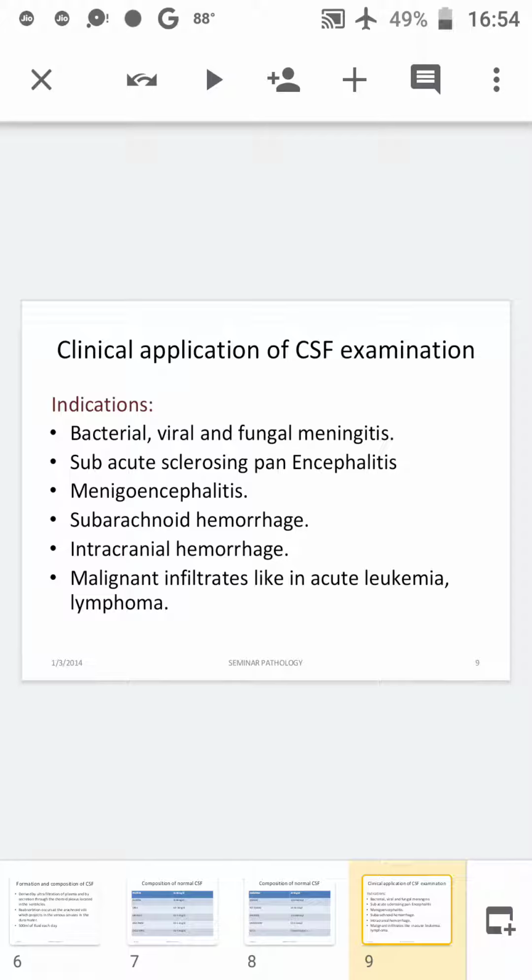What are the clinical applications of CSF examination? Clinically, why do we need to do CSF examination? Mainly the indications are bacterial, viral and fungal meningitis, subacute sclerosing panencephalitis, meningoencephalitis, subarachnoid hemorrhage, intracranial hemorrhage, and in case of malignant infiltrates, to know whether any malignant infiltrates are present in the brain or not.